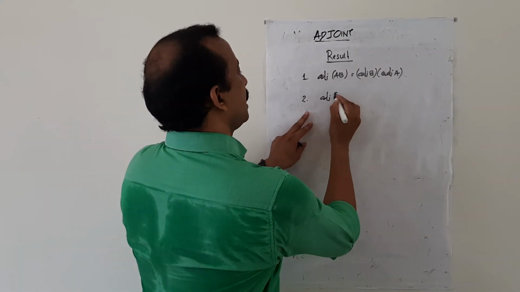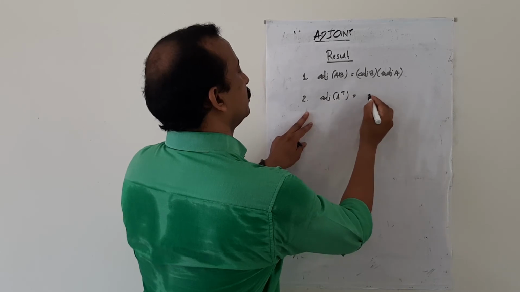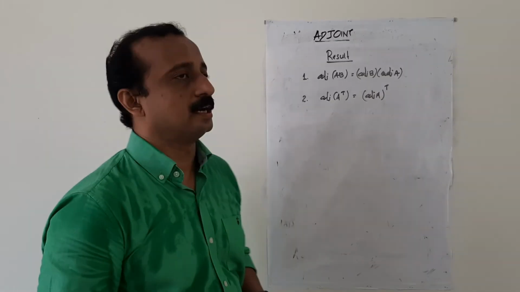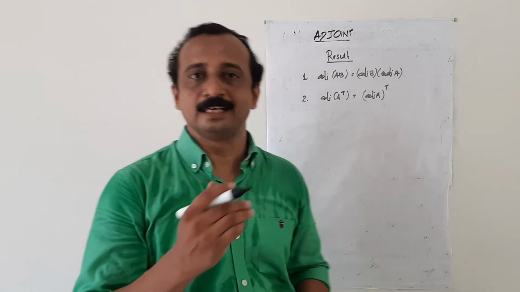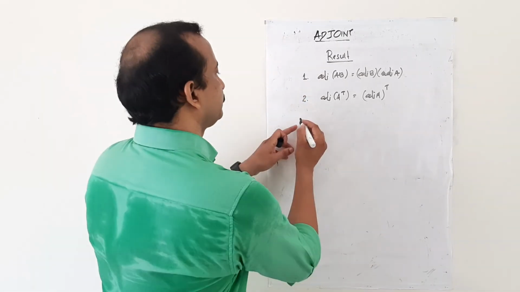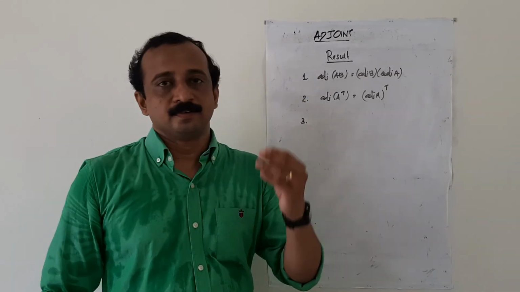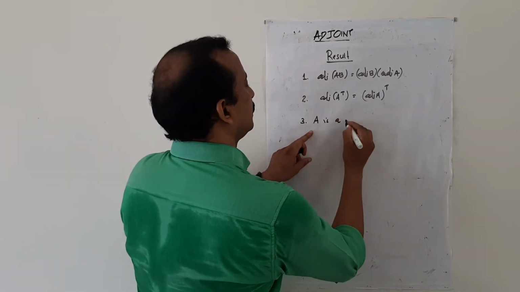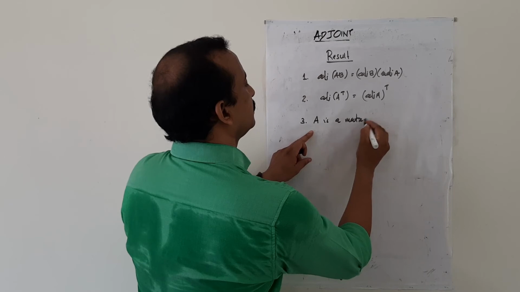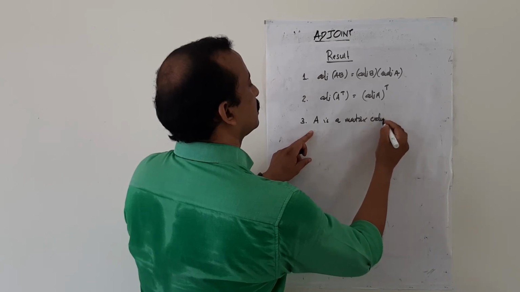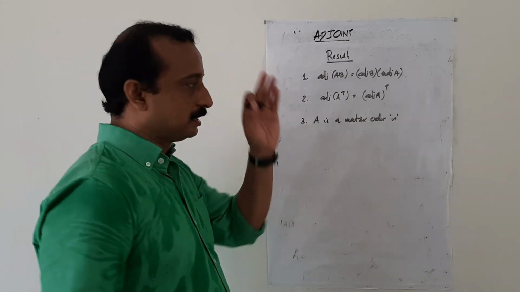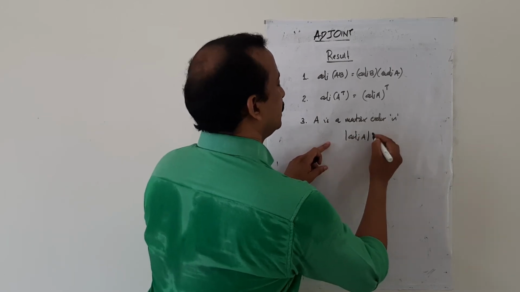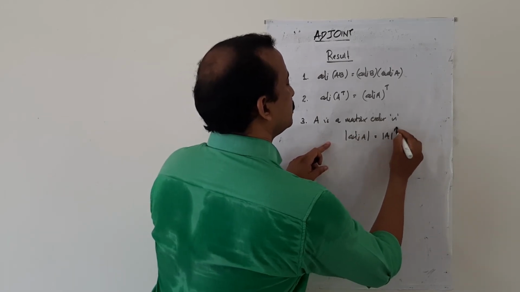Second, adj of A transpose is equal to adj A the whole transpose. Third, A is a matrix of order n. Order is very important. Order n. Then det of adj A, the determinant value of adj A, is equal to det A raised to n minus 1.